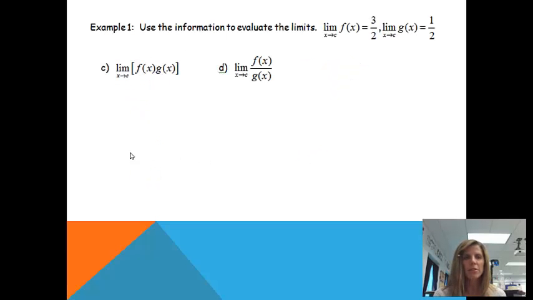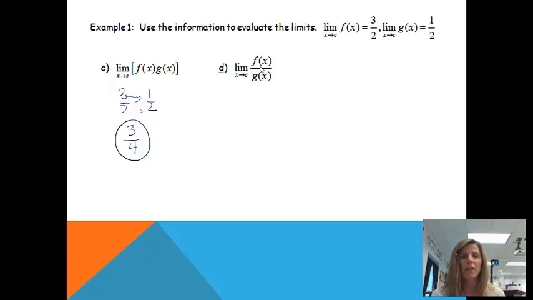Okay, next example, we'll again use those same limits, and we'll just keep evaluating. This time it says f of x times g of x, so we know that the limit of f of x is 3/2, the limit of g of x is 1/2, and since there's multiplication, we can just multiply the 2 limits together. So again, multiplying straight across, 3 times 1 is 3, 2 times 2 is 4. So our limit is 3/4.